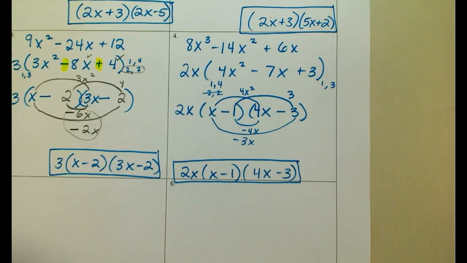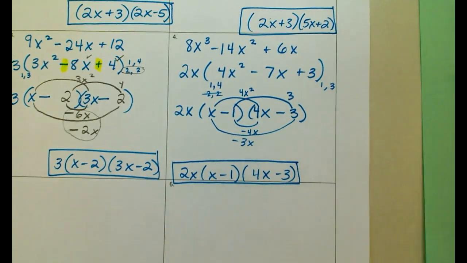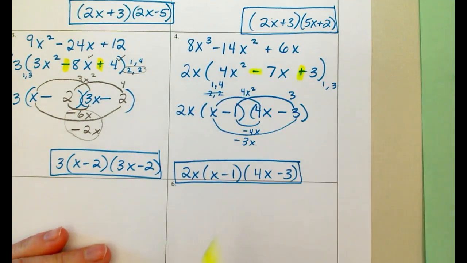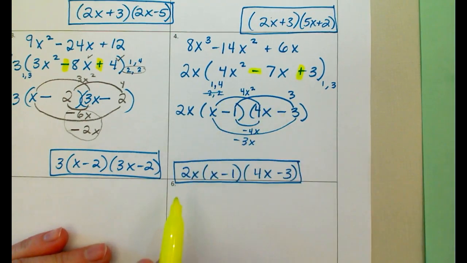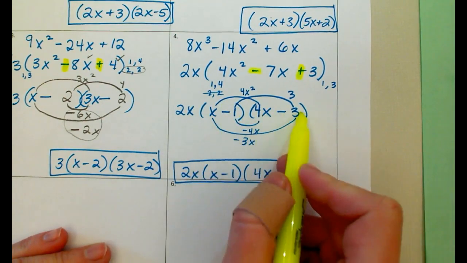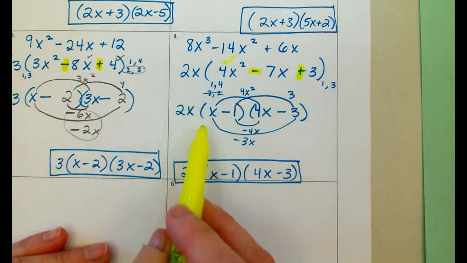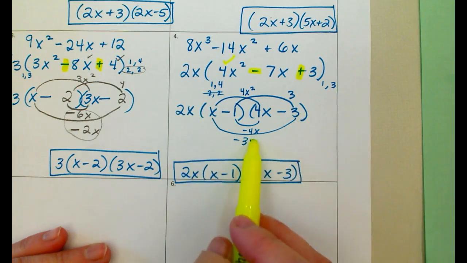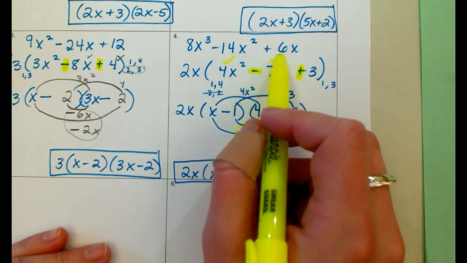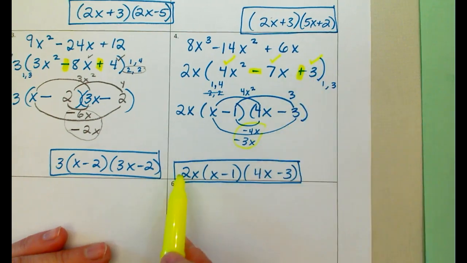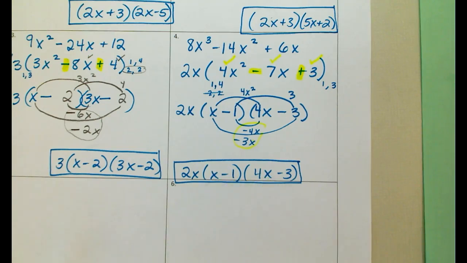I noticed that my last term was positive, so it must have been the same exact sign. My middle term was negative this time, so I knew they're both negative numbers. So then I plugged in -1 and -3. I got 4x squared, which checked off my first term. X times -3 is -3x. -1 times 4x is -4x, which adds to my -7x. And -1 times -3 was +3. So my final answer was 2x times x minus 1 times 4x minus 3.